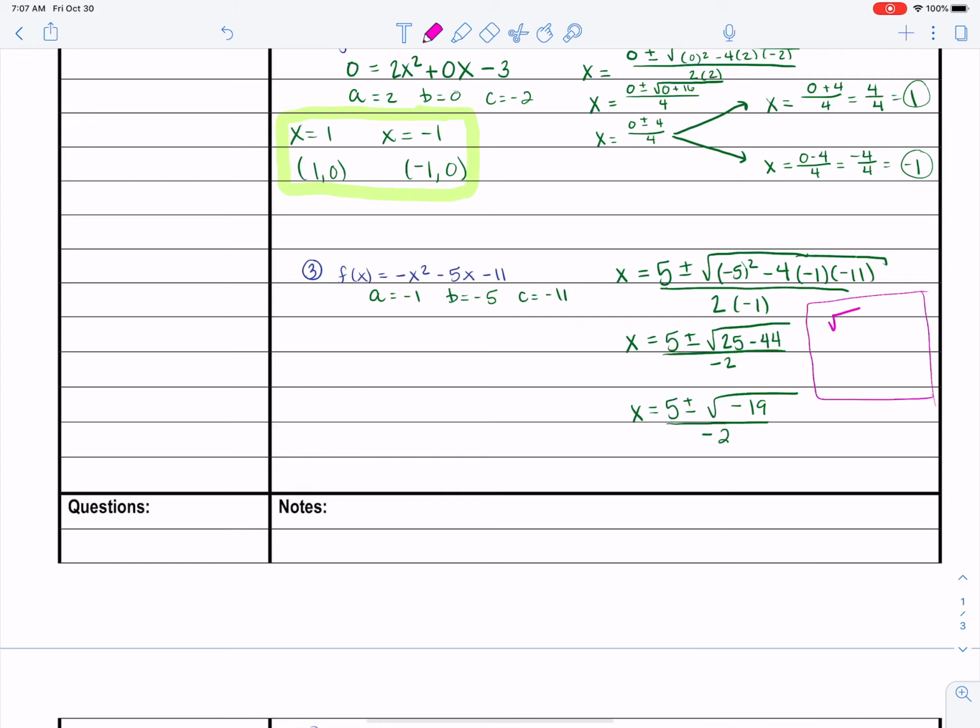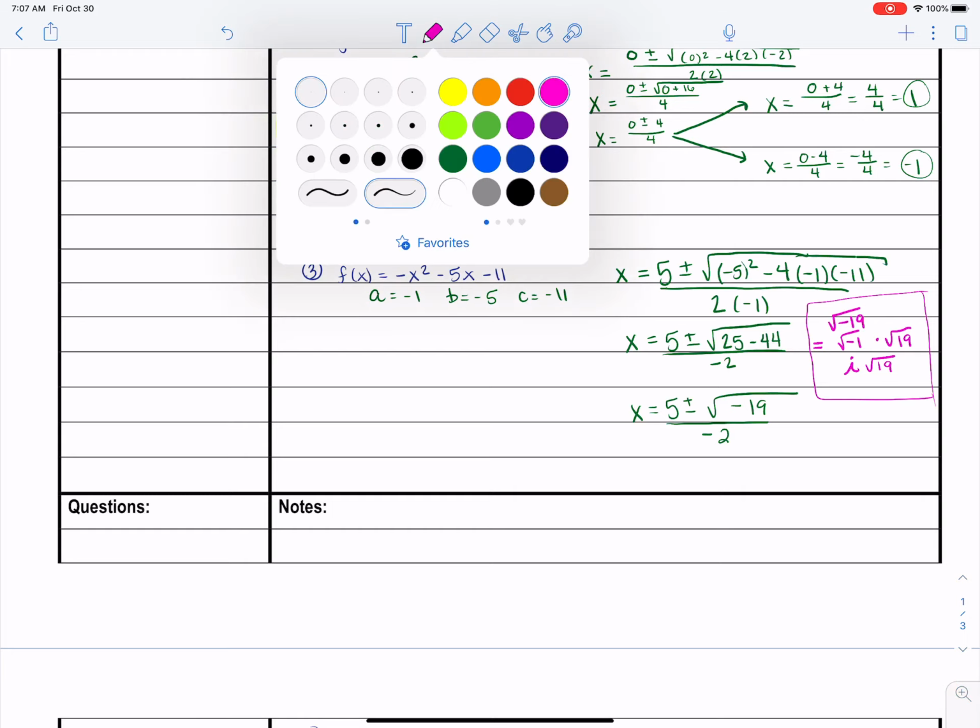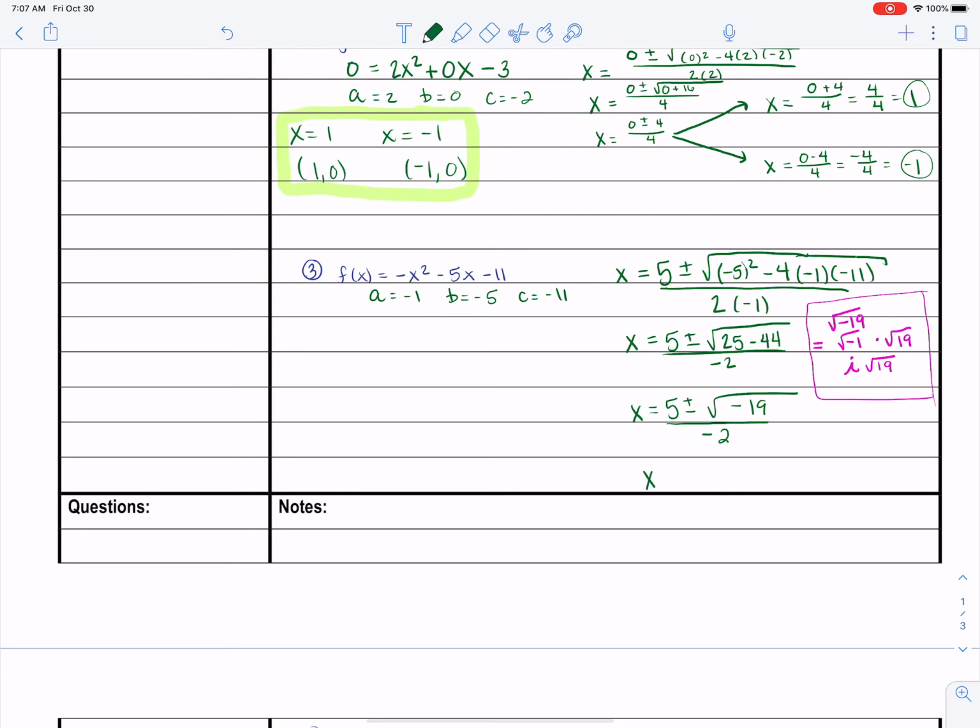So square root negative 19 is the square root of negative 1 times the square root of 19. Square root negative 1 is i. Square root 19 does not simplify. It can't be broken up. So we're going to change this to that. So now I have x equals 5 plus or minus the square root of negative 19, which is really i square root of 19, over negative 2.